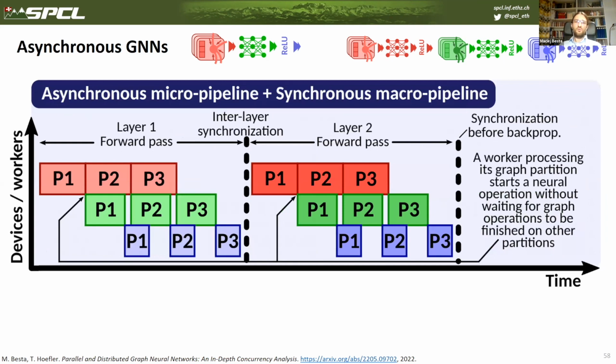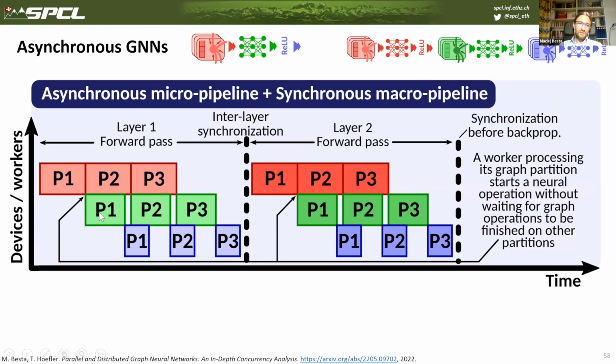Right? Then what we could do is introduce asynchrony at the very beginning in the micro pipeline level. So here, what it means is that we still have this inter-GNN layer synchronization because we still have synchronous execution in the macro pipeline, right? So we don't really do any asynchrony across the GNN layers, but we do asynchrony within a single GNN layer at the micro pipeline level, right?